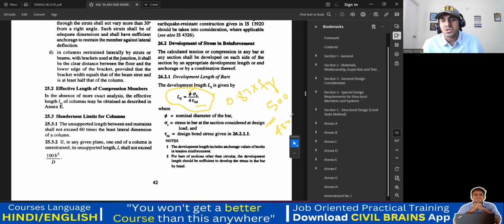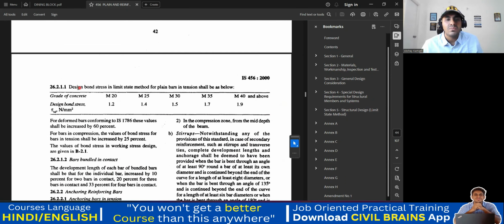Okay, this is 435. Divide by 4 times the tau BD. 4 is a constant. What is tau BD? Tau BD is the design bond stress. So where is it given? They have mentioned it. The design bond stress is given in 26.2.1.1. That is this part. See? Here they are telling us, if you're using M20 grade of concrete, you need to take tau BD as 1.2. If you're using M25 grade of concrete, take it as 1.4. If you're using M30 grade of concrete, you have to take 1.5, and so on.